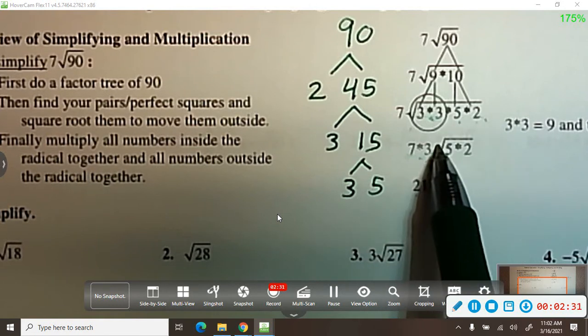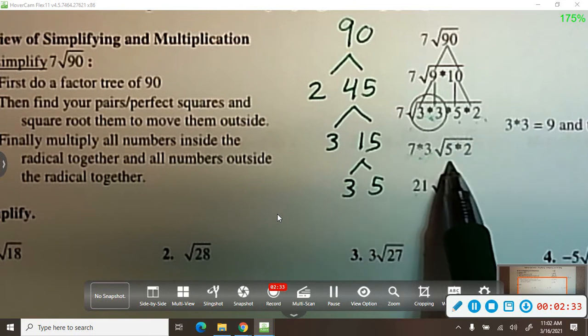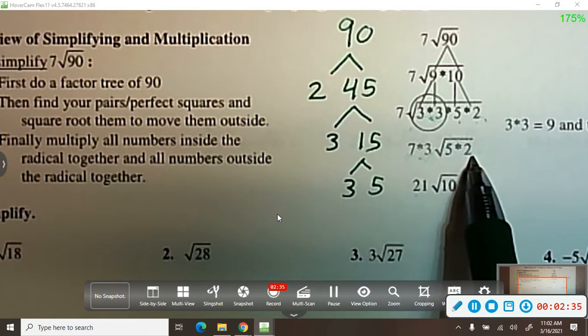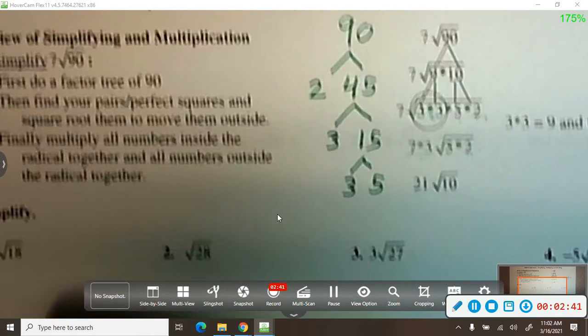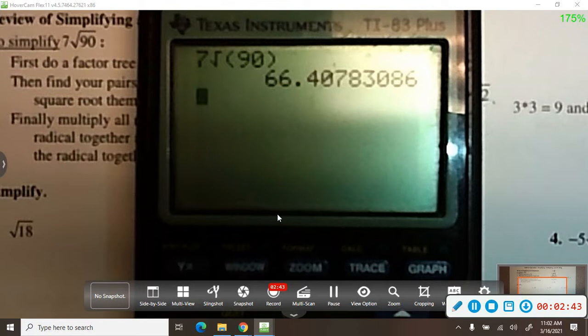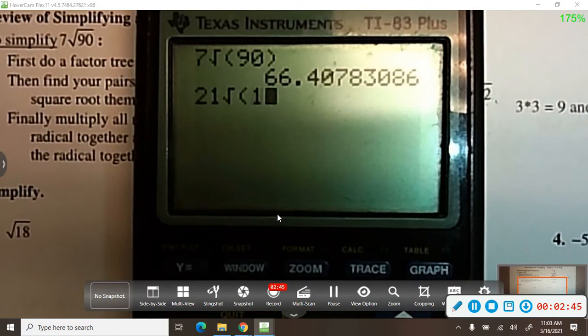This is called the radical. What's inside is the radicand. 5 times 2 is 10. Now we could check our answer real fast by just simply typing in 21 square root of 10. And they should be the same decimal. And they are. And if you think about 10, the only thing that goes into 10 is 5 times 2. There's no way to reduce 10 any further. So this is called simplifying radicals.